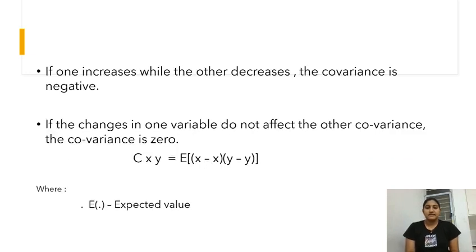If one increases while the other decreases, then the covariance is negative. If the change in one variable does not affect the other, then the covariance is zero.